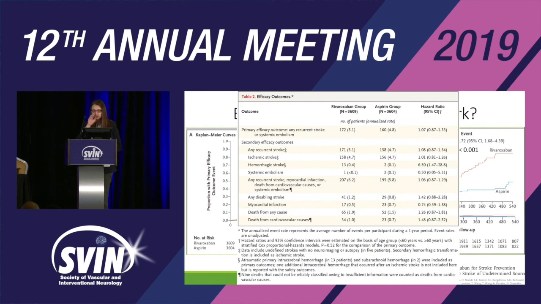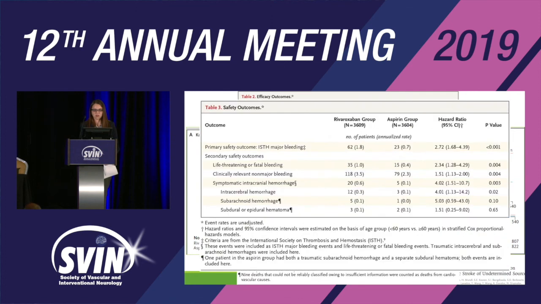And here's the data here. Again, as you can see, no difference in the primary outcome. The secondary outcomes, just pointing out, looking at recurrent ischemic stroke alone, there was actually no difference. And the safety outcomes, again, major bleeding, including intracranial bleeding and life-threatening bleeding, was worse in the rivaroxaban group or anticoagulation group.